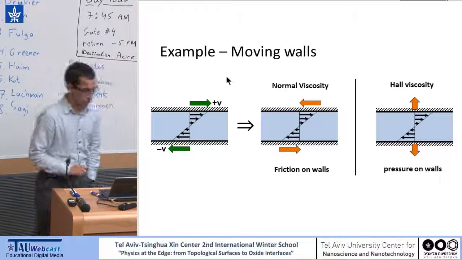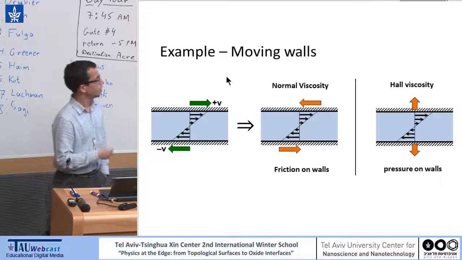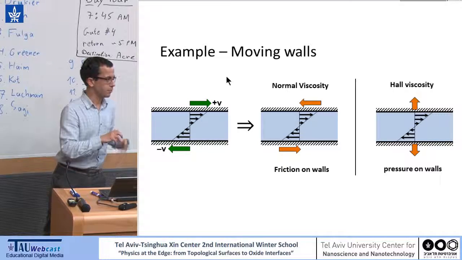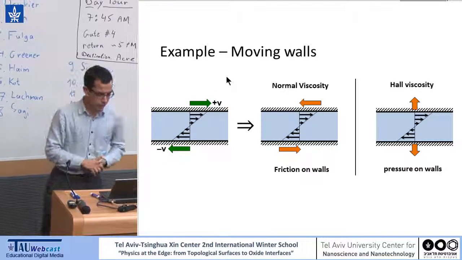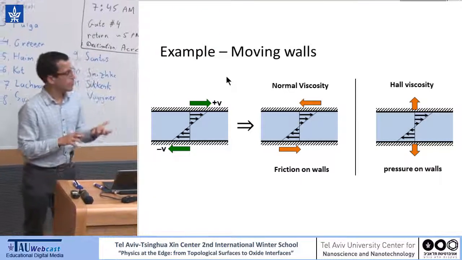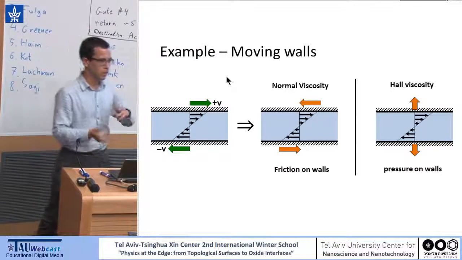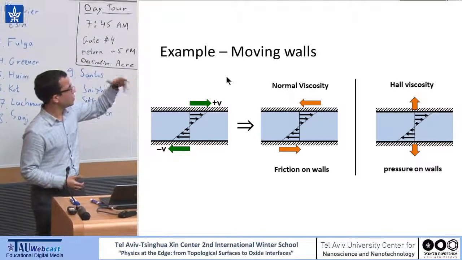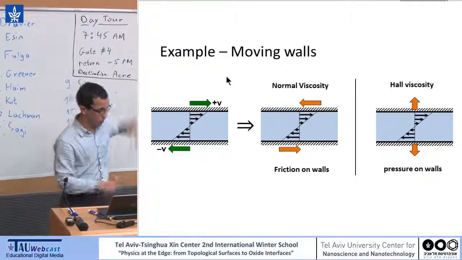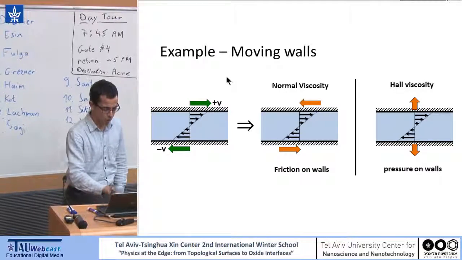However, Hall viscosity, which arises in the presence of the breaking of time reversal symmetry, such as in the presence of a magnetic field, links orthogonal components of strain rate and stress. And in this example, it would lead to something very bizarre, like changing the pressure on the walls.